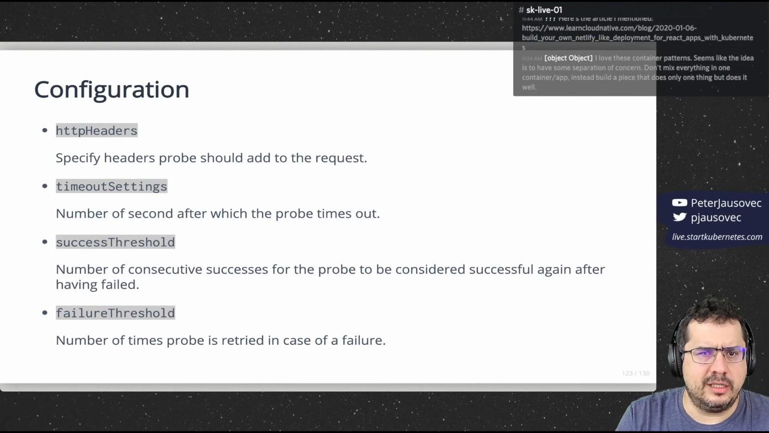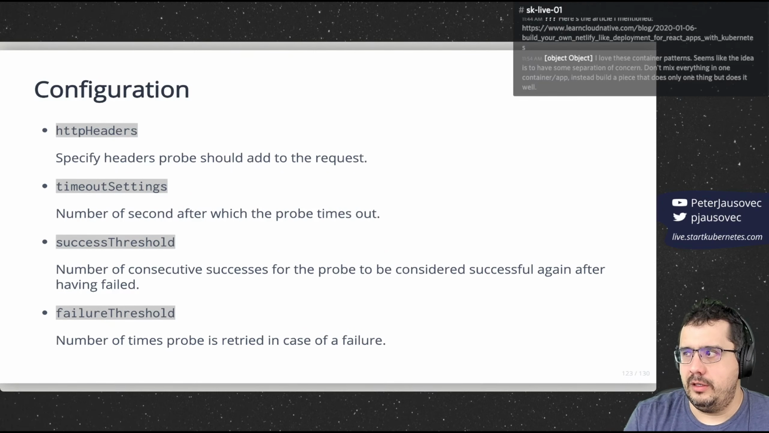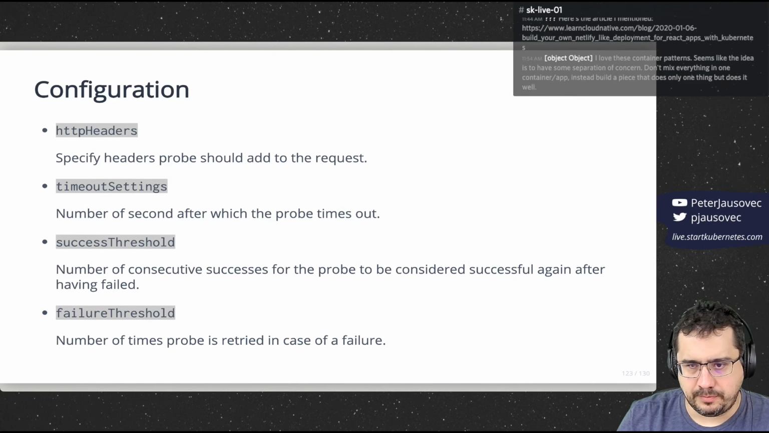There's timeoutSeconds, not timeout settings. That should be timeoutSeconds, which is just saying the number of seconds after which the probe will time out. The default value here is 1 second. So you should consider increasing this value if your health check probe depends on any other services. For example, if from within your application, the way that you determine if your application is healthy or not is by calling any third-party services, make sure your timeout is greater than just 1 second.